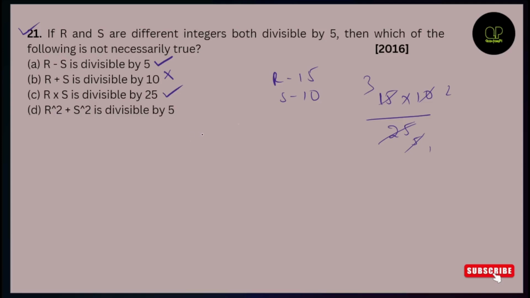This square plus this square: 15 squared plus 10 squared is also divisible by 5. Definitely, here it goes with some quotient, and here also it goes with some other quotient. Yeah, this is also satisfying. So which of the following is not necessarily true? This is the answer which is not true.